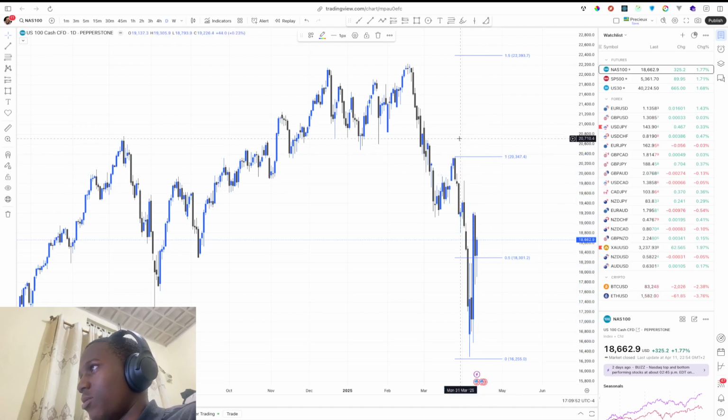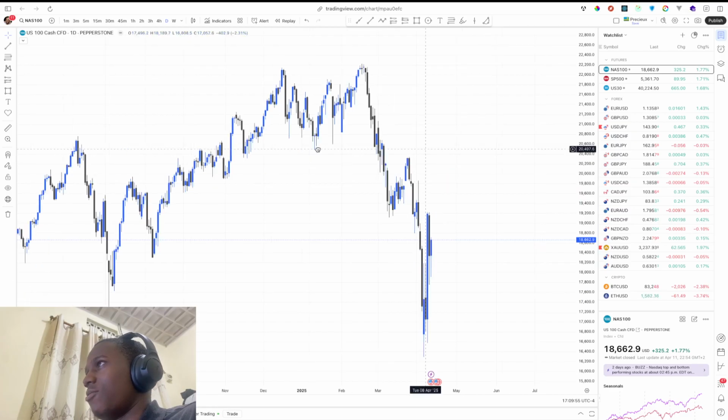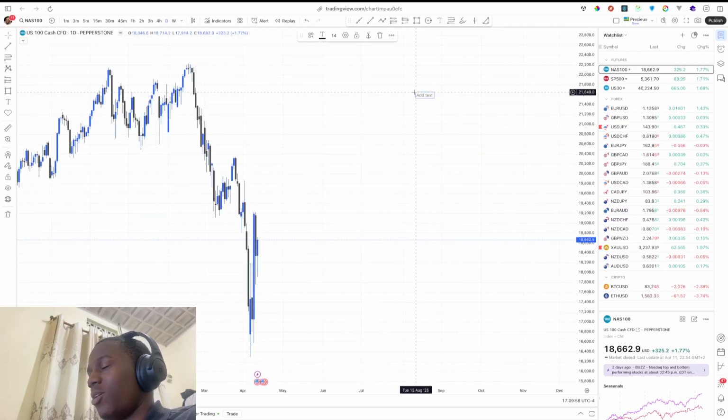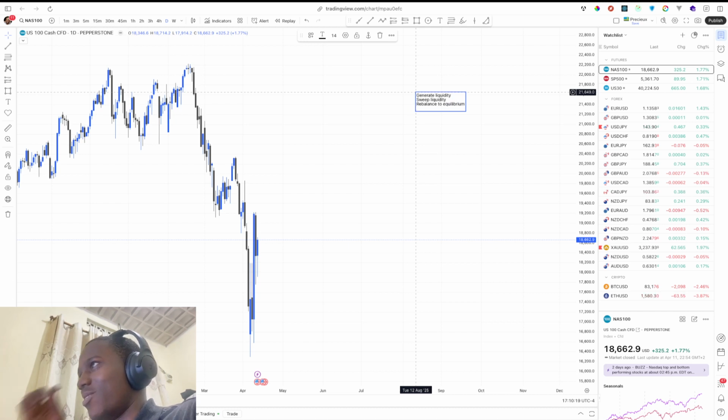So what are we going to be looking out for? These are the four reasons I look for when anticipating moves. Either we need to generate liquidity, we need to sweep liquidity, we need to rebalance to equilibrium. I always struggle with writing equilibrium, but no worries. And we have to fill fair value gaps.